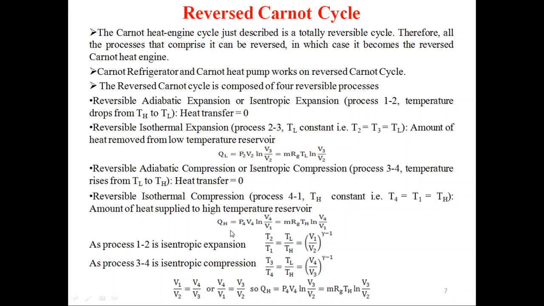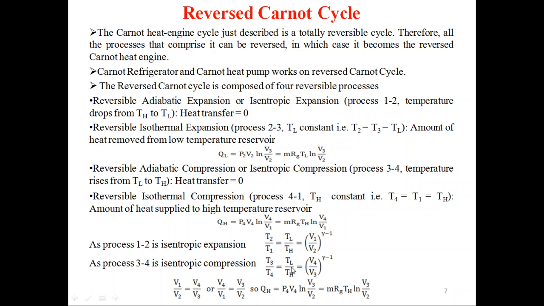Now if you see the equation of QL and QH, we want to find a relation between V3 by V2 and V4 by V1. This can be found with the following relations. For process 1-2 we have isentropic expansion, so the relation will be T2 by T1 is equal to TL by TH is equal to V1 by V2 whole raised to power gamma minus 1, where gamma is the isentropic index. For process 3-4 it is an isentropic compression.